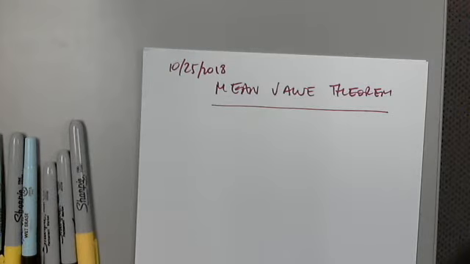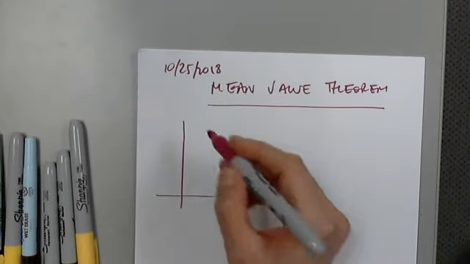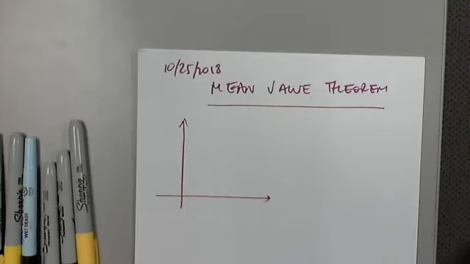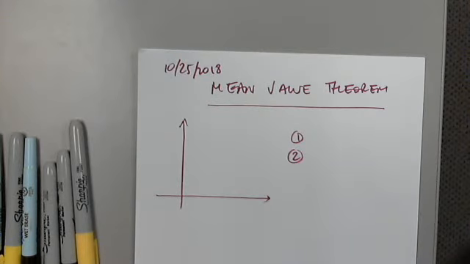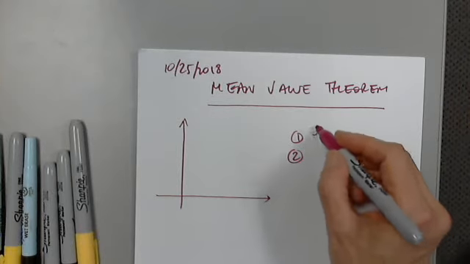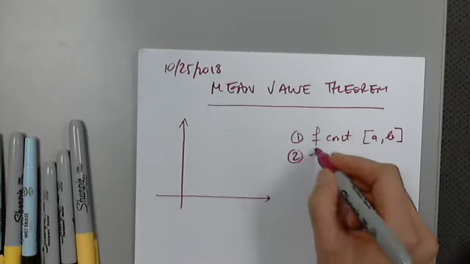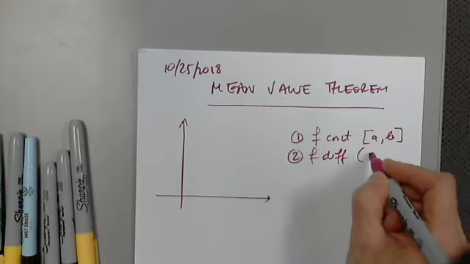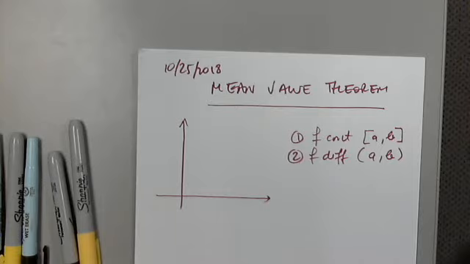Okay, here's the mean value theorem. Here's a function. First, the hypotheses have to be the same, the first two hypotheses from Rolle's theorem. The function has to be continuous on the closed interval [a, b]. The function has to be differentiable on the open interval (a, b). The third condition doesn't apply here. It's not necessary here. So they're the same first two from Rolle's theorem.